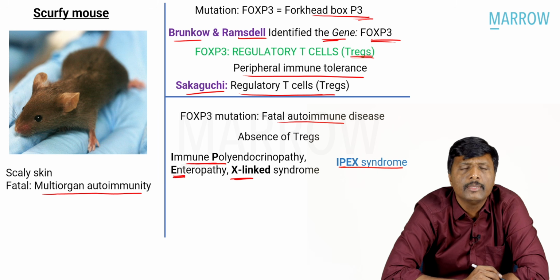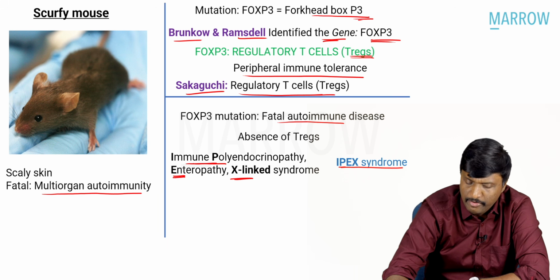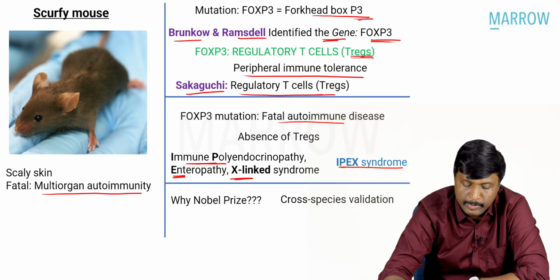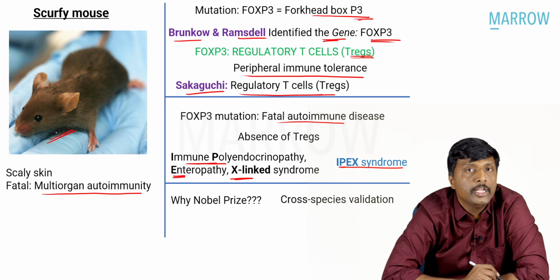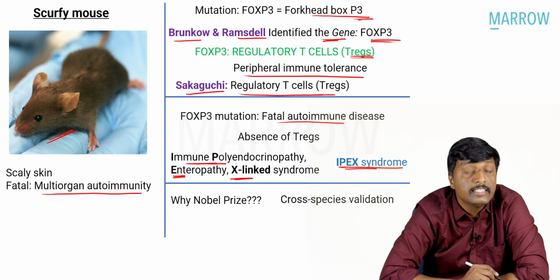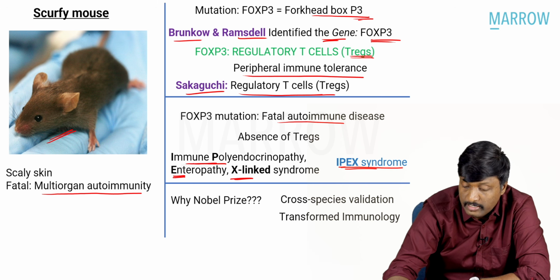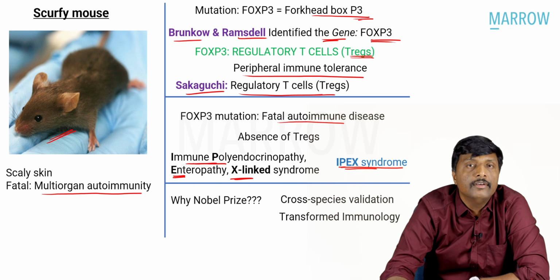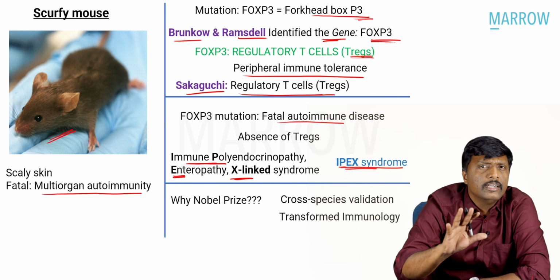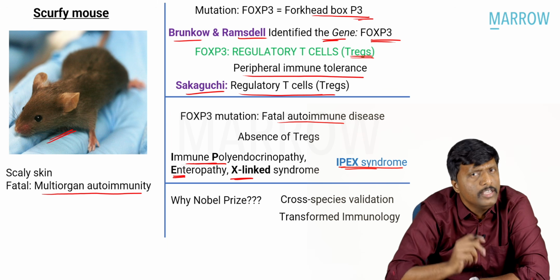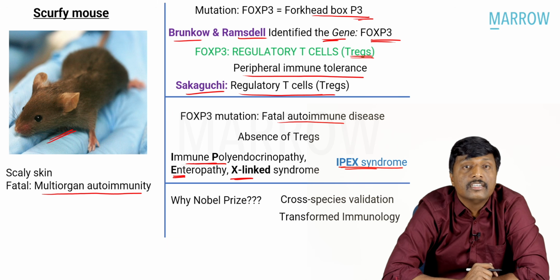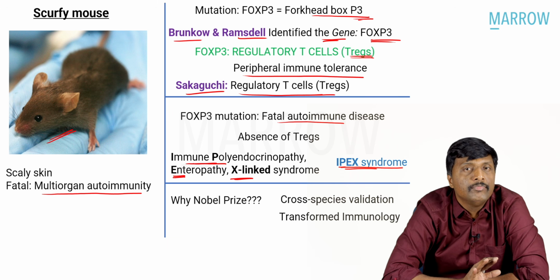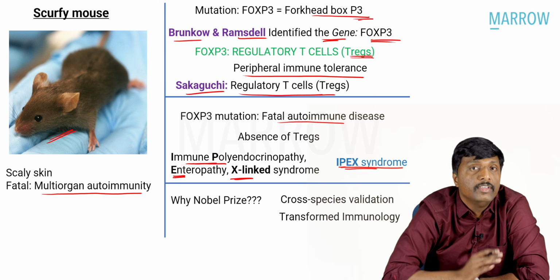You can definitely ask me why this area got the Nobel Prize, sir. First and foremost, remember guys, there is cross-species validation. The effects are seen in the animal, and you can extrapolate that to humans, IPEX syndrome. Second, there is something called transformed immunology, which means we had an idea about the central tolerance mechanism, but we never had any idea about peripheral immune tolerance. After this discovery, we came to know that there is something called peripheral immune tolerance. We can devise medicines nowadays targeting these pathways.